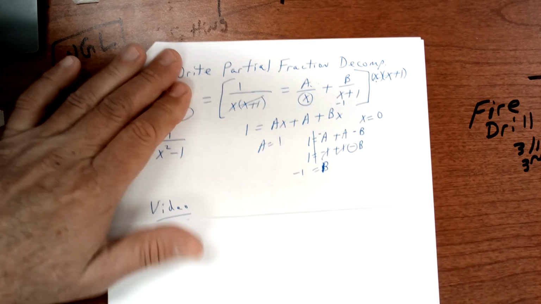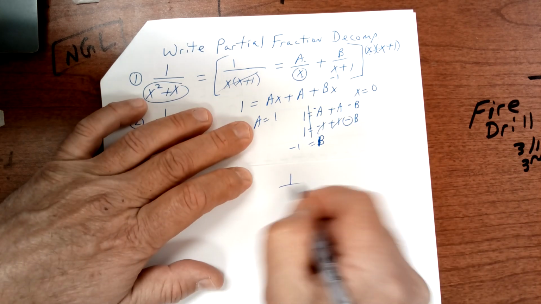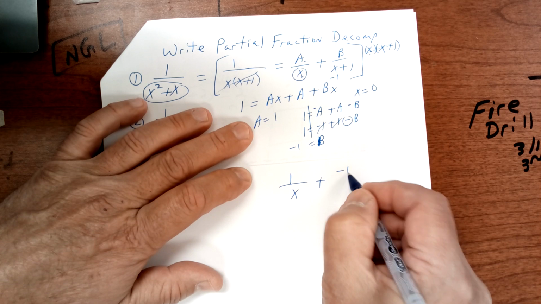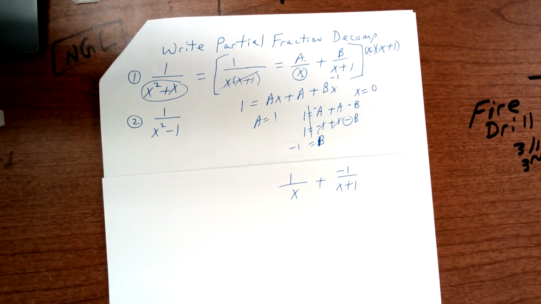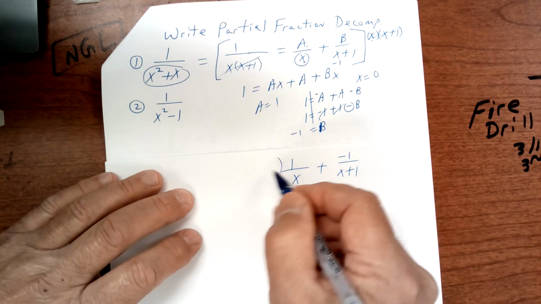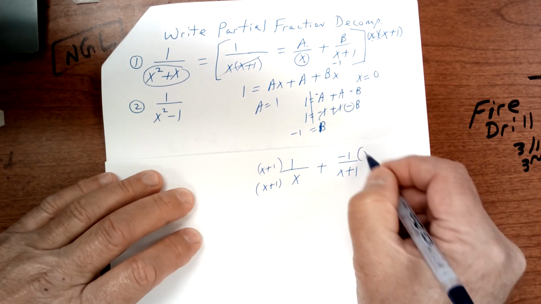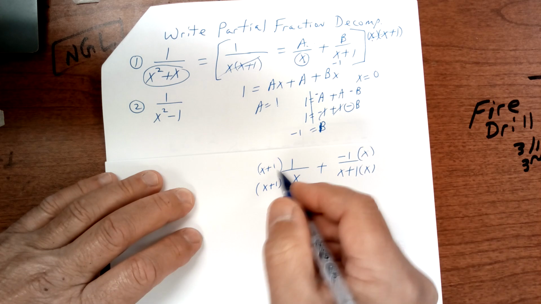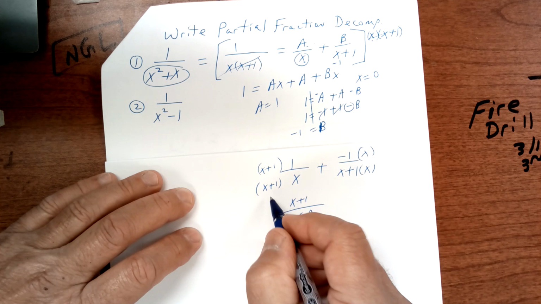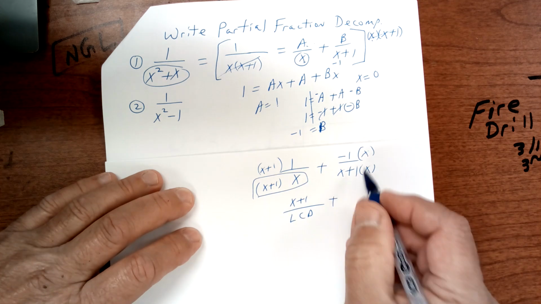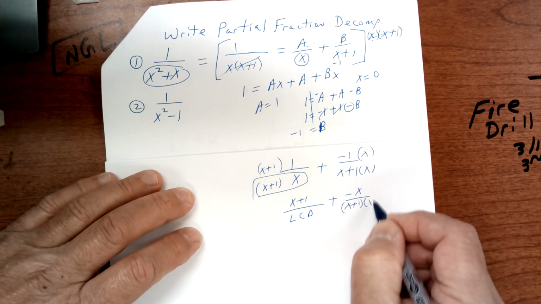So your partial fraction should be, a is 1, so it's 1 over x plus negative 1 over x plus 1. Now let's just see if that works. So if you multiply this one right here by x plus 1, and if you multiply this one by x, you're going to get x plus 1 up at the top over your least common denominator, plus negative x over x plus 1 times x, which is your least common denominator.